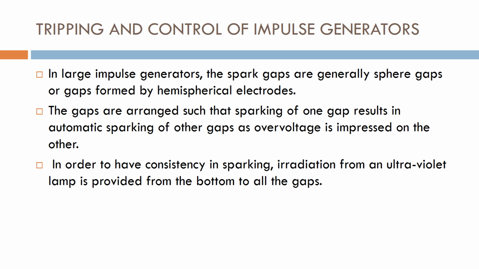In a large impulse generator, the spark gaps are generally sphere gaps, or gaps formed by spherical electrodes. The gaps are arranged such that the sparking of one gap results in automatic sparking of the other gaps, as overvoltage is impressed on them. In order to have consistency in sparking, irradiation from an ultraviolet lamp is provided from the bottom to all the gaps.